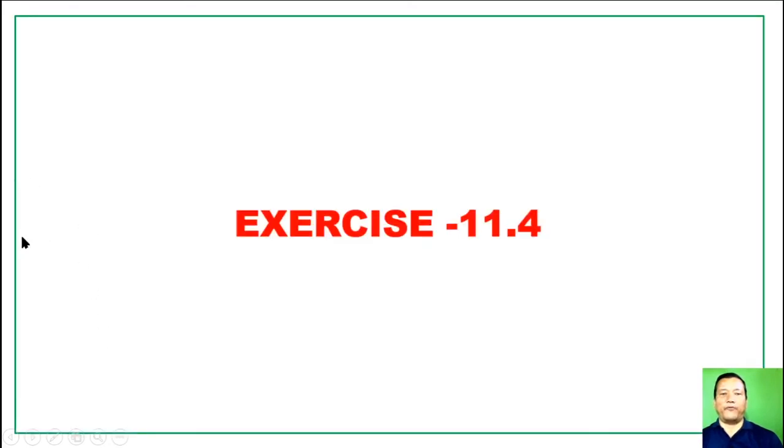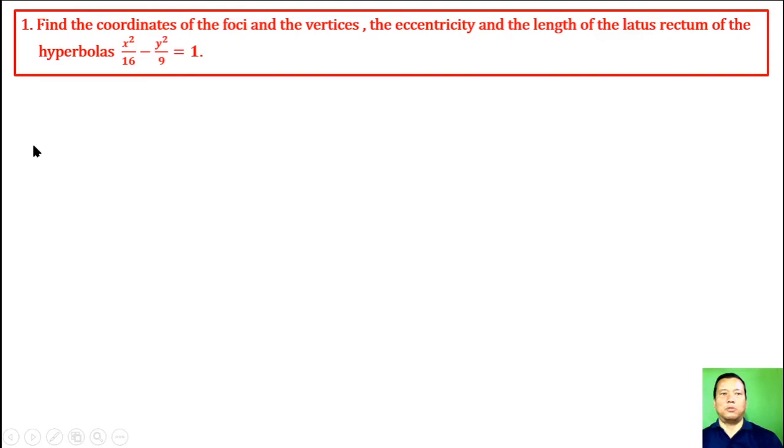Exercise 11.4. Question number 1. Find the coordinates of the foci and the vertices, the eccentricity and the length of the latus rectum of the hyperbola x square by 16 minus y square by 9 equal to 1.